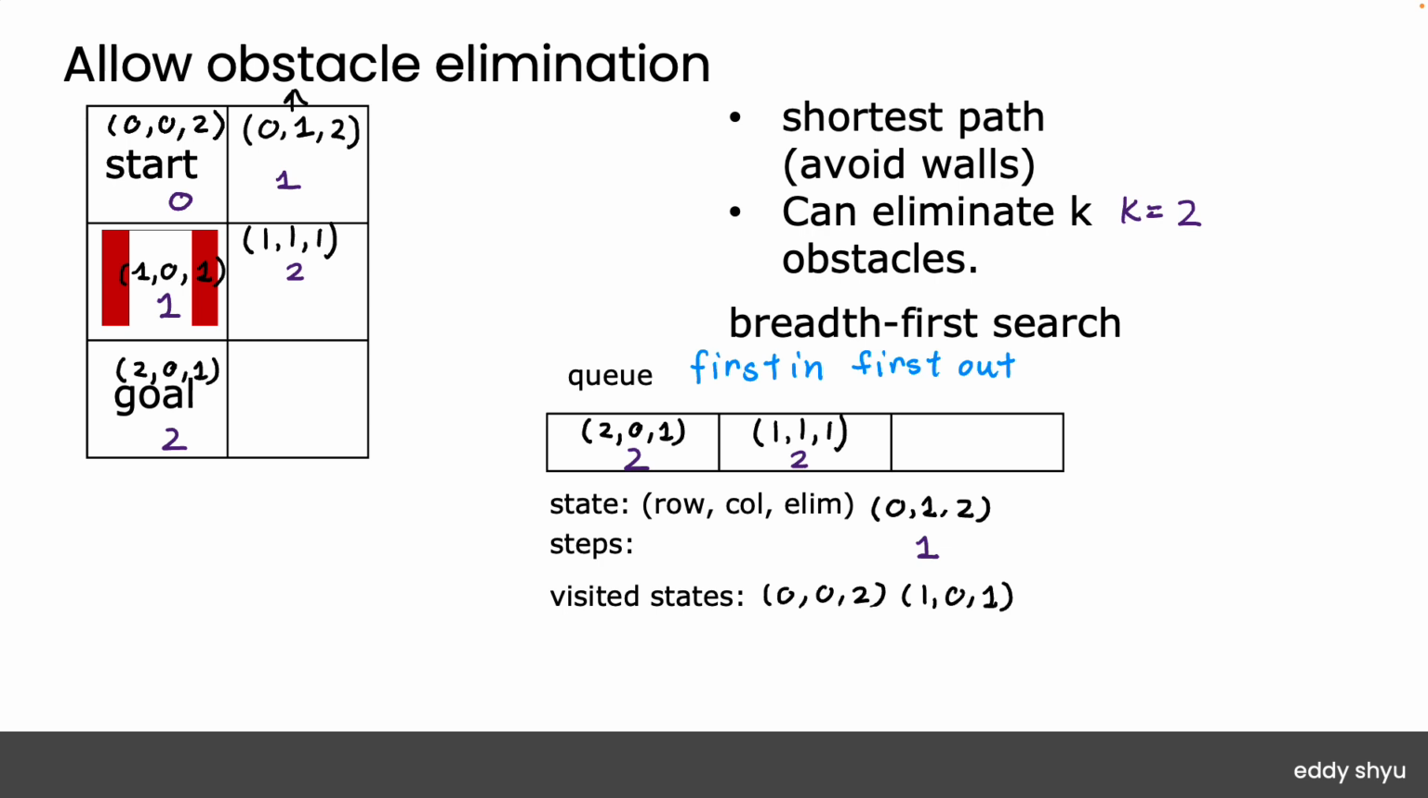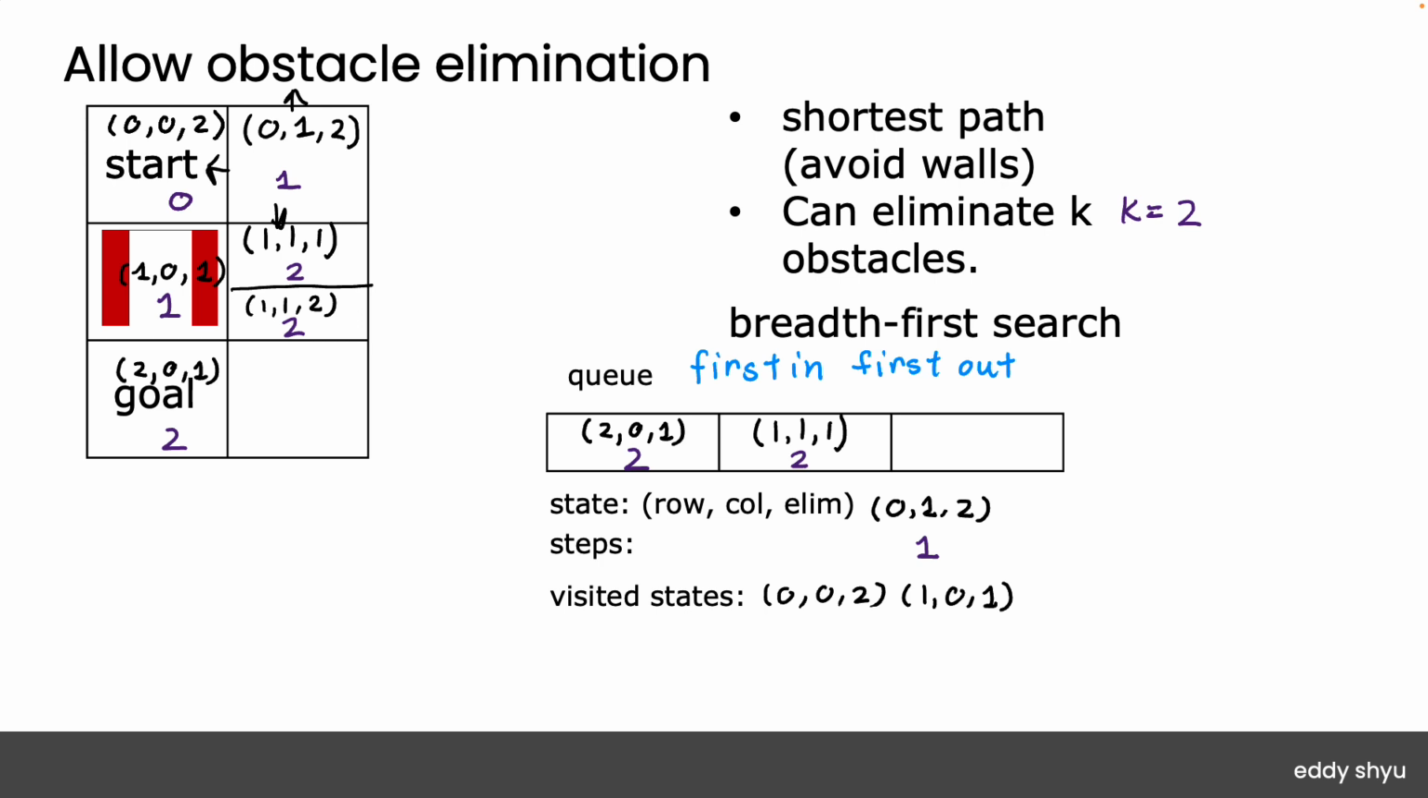So now for row 0, column 1, 2 eliminations, that's the top right corner. We don't want to go up because it falls off the grid. When we go down, here's what's interesting: we're actually going to store a different state. It's row 1 and column 1, as we've seen before, but this has 2 eliminations remaining because we didn't use it when we went from the top right corner. We didn't need to use any obstacle eliminations, so we still have 2 remaining. So it takes 2 steps to get there.